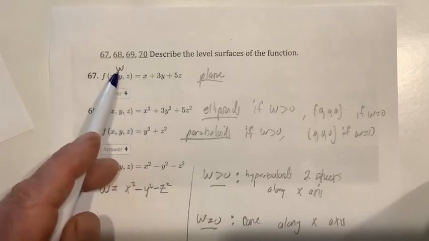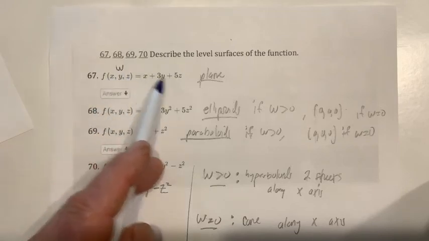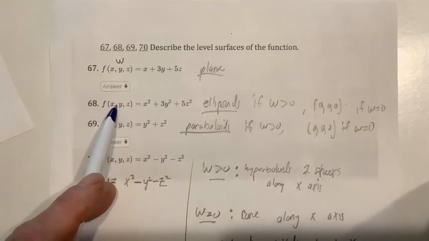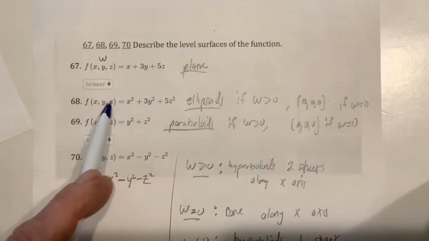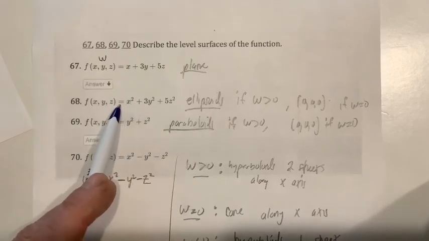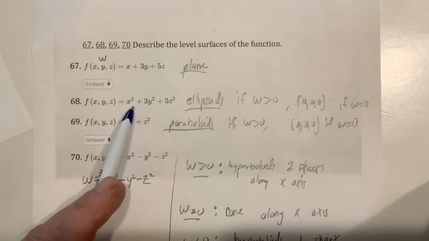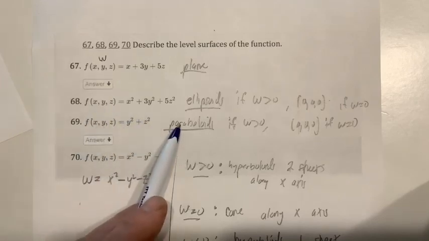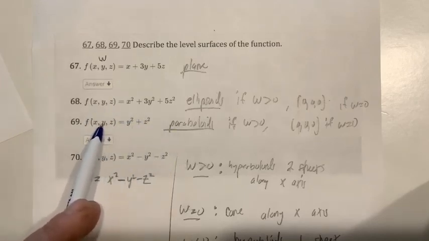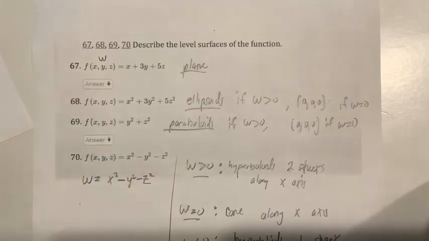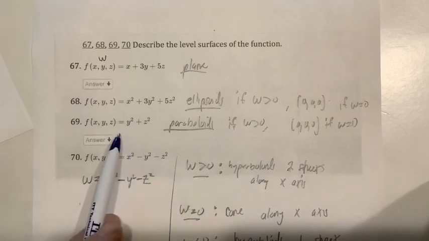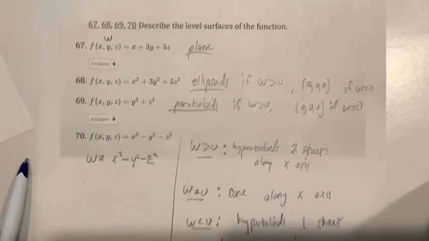So if you let W equal, say, 2 or whatever, this is a plane, right? If you let W equal a constant, you're going to have an ellipsoid. But if W equals 0, you're just going to have a point. And if W is less than 0, you don't have anything. Same idea here. If W is greater than 0, the level surfaces are going to be paraboloids. If x, y, and z are 0, you have a point. Otherwise, you don't have anything if W is less than 0.